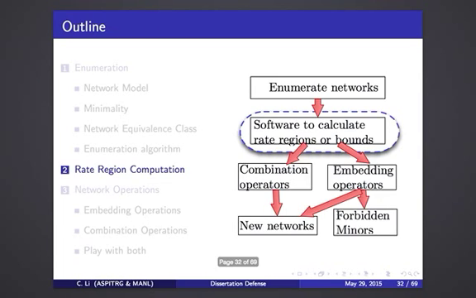So with so many networks enumerated, for each of them, we can use our computational tool to get its capacity region, or at least the bounds on it. So next, I will briefly talk about the computation method, since I have covered it in my proposal.